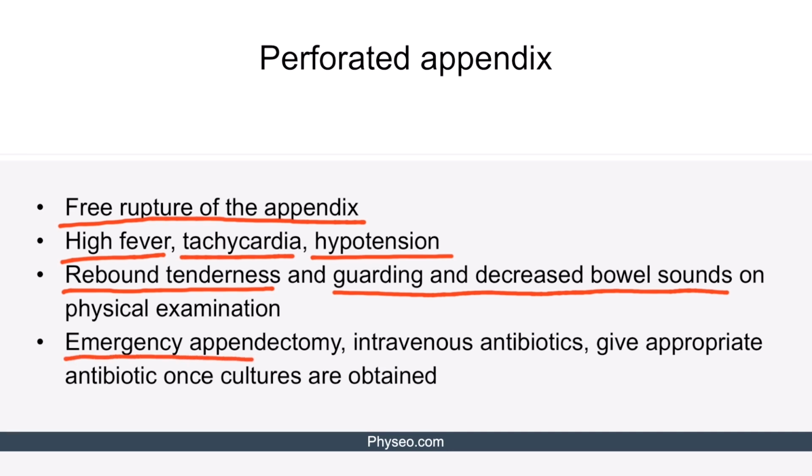Emergency appendectomy is the definitive treatment. Perforation also requires the use of intravenous empiric antibiotics. When cultures are obtained, an appropriate antibiotic can be used to narrow coverage. Antibiotics are given for 3 to 5 days with frequent monitoring of white blood cell count for treatment efficacy.